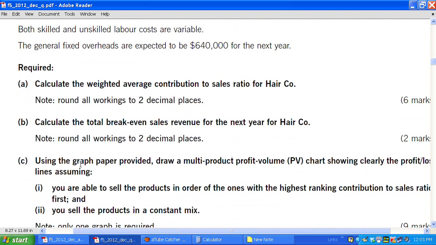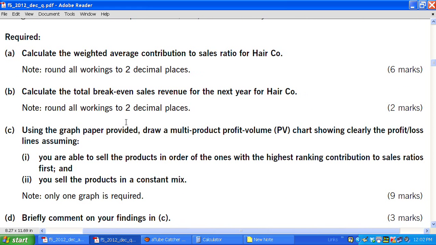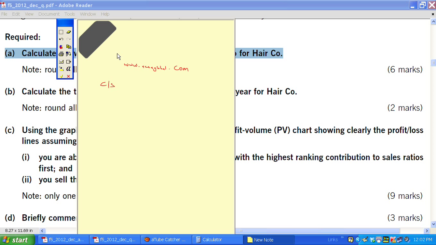First thing for any ACCA exam is try and figure out the question requirements. Now there are 4 requirements here. The first one is getting what they call a weighted average contribution to sales ratio. Weighted average contribution to sales ratio will equal total contribution divided by total sales revenue.